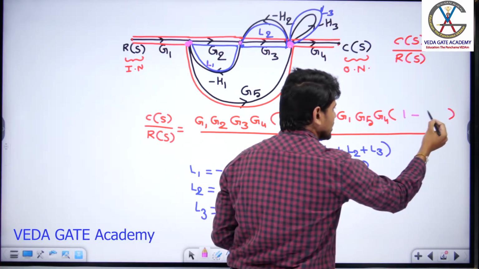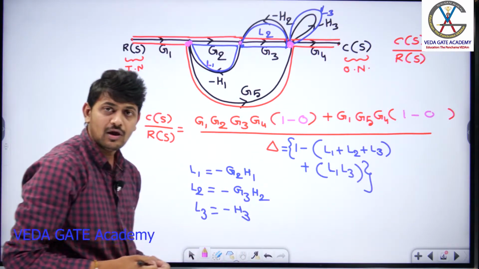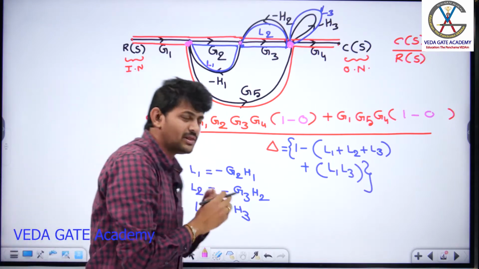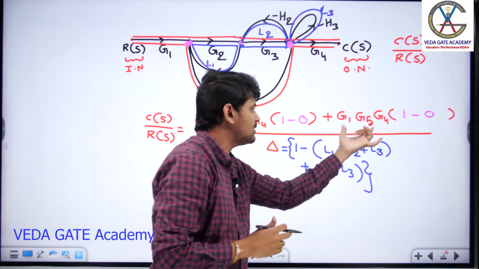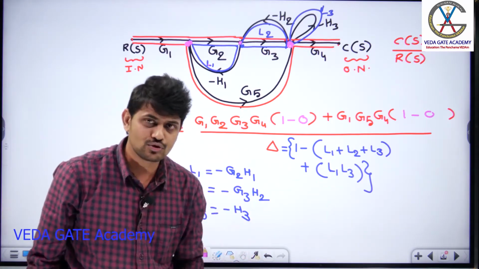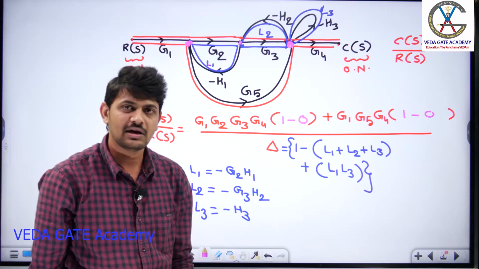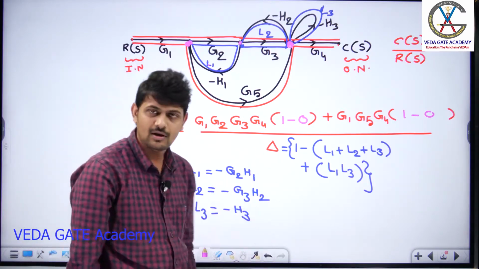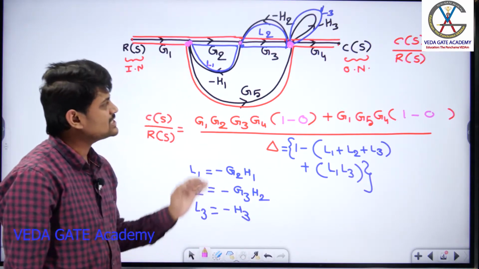So you are going to get 1 minus 0 over it. Are you following? If any system has a forward path, and for this forward path any loops are not touching, then with the help of those loops you have to write the corresponding delta K formula. You can understand over the period. Okay, so have you understood? This is the basic formula.